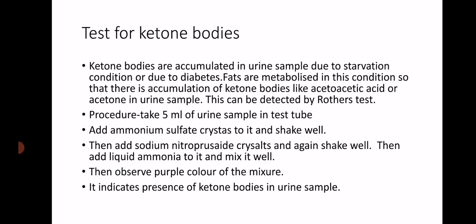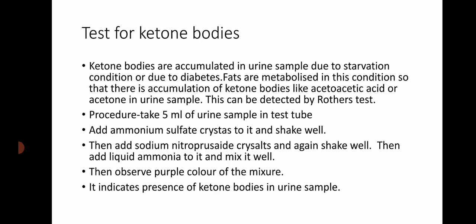So the presence of ketone bodies in the urine sample indicates either the person is under starvation or is suffering from diabetes. The presence of acetoacetic acid and acetone indicates the diabetic condition, and this can be detected by using Rothera's test. The procedure for Rothera's test is very simple. You have to take 5 ml of the urine sample in a test tube.